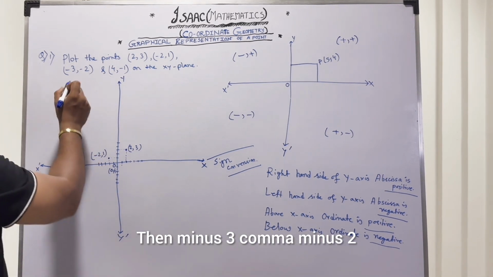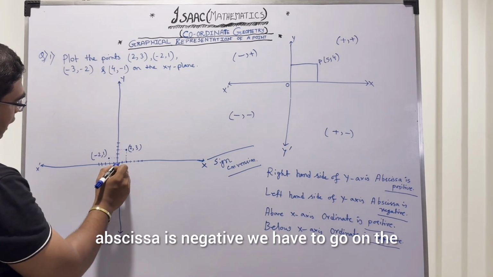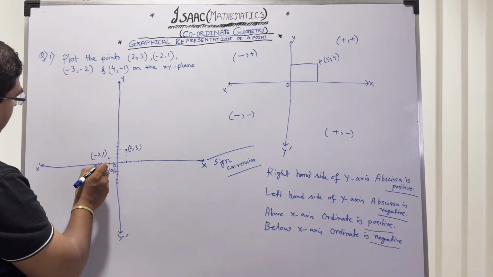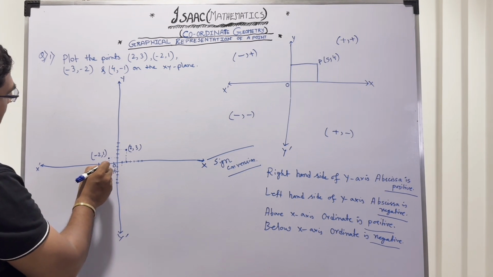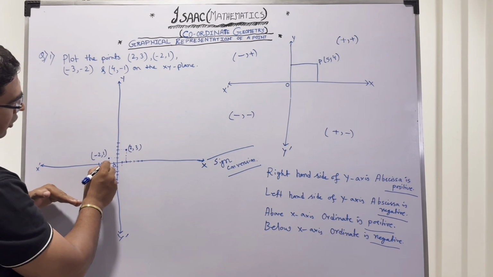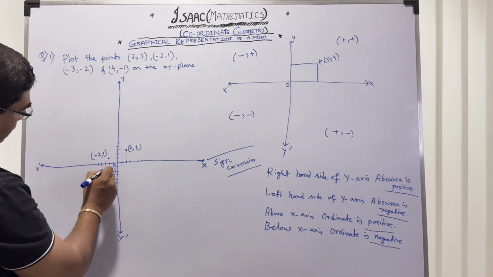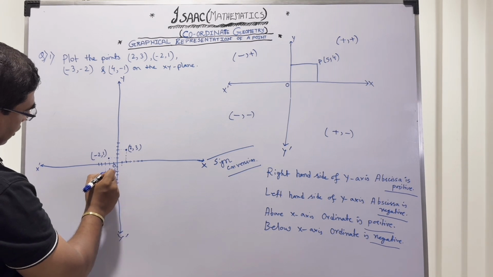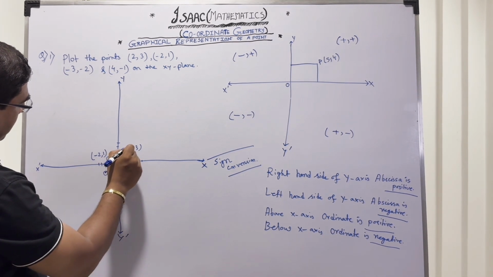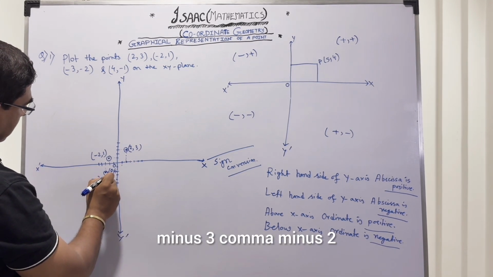Then minus 3, minus 2. Abscissa is negative. We have to go on the left hand side of y axis. 1, 2, 3. This is minus 3 and ordinate is also negative. That means we have to go below x axis. This is 1, 2. So this will represent minus 3, minus 2.